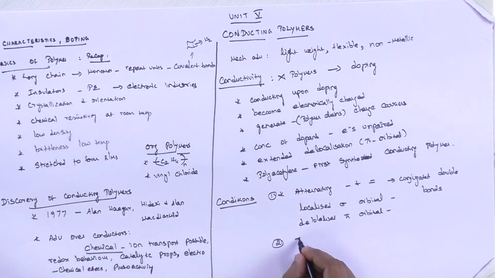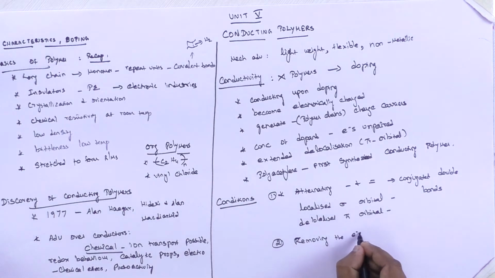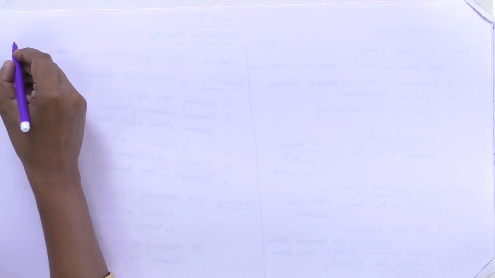You have to disturb the polymer by removing the electrons through oxidation or by inserting them through reduction. Either oxidation or reduction must be carried out here. Now let us see the condition with an example. So what are the conditions? Now we have a molecule like this.